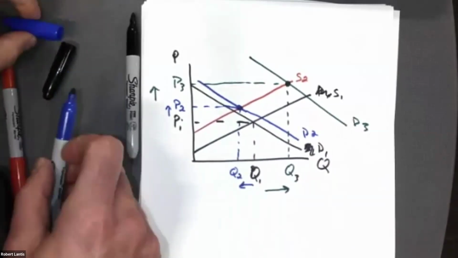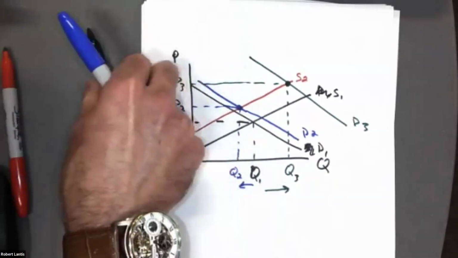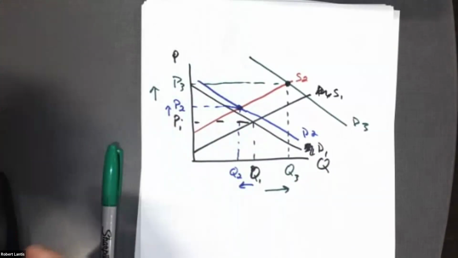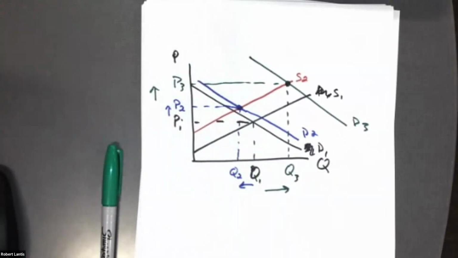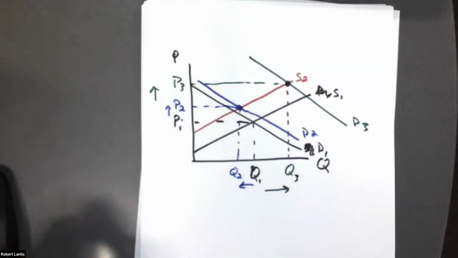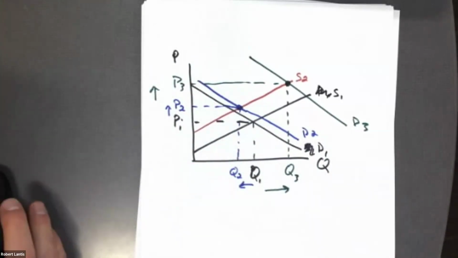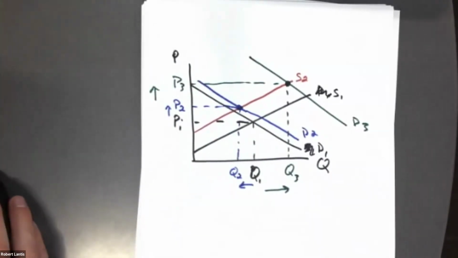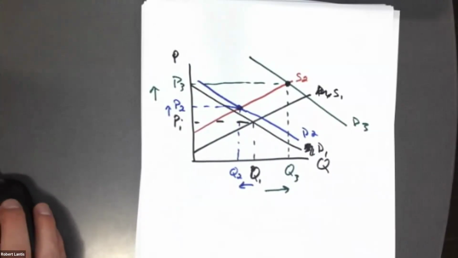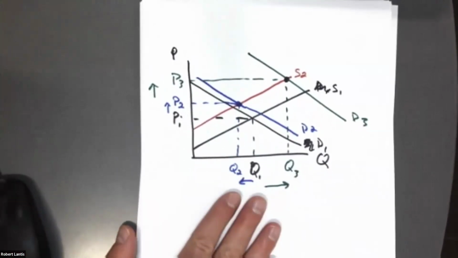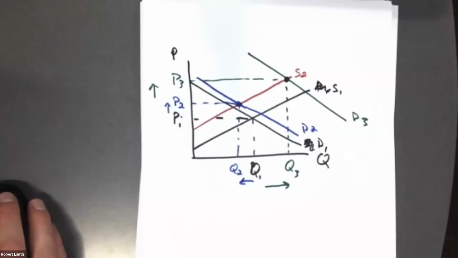So I won't ever give you questions where I say, this effect is larger than the other. All I'll expect you to know is if they're pushing it in opposite directions, we would say that that change in that equilibrium quantity is indeterminate. Okay. All right, any questions on this before we keep moving here?